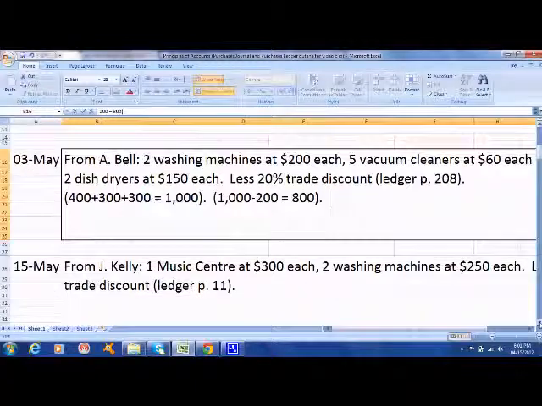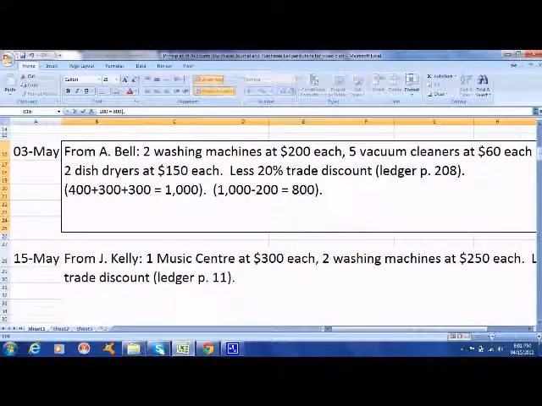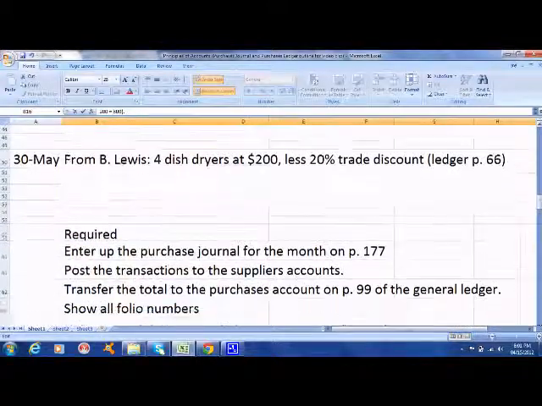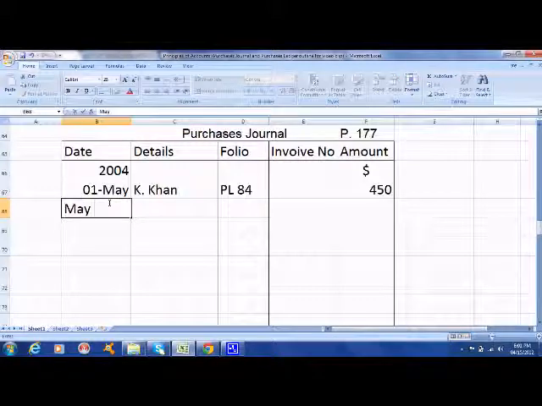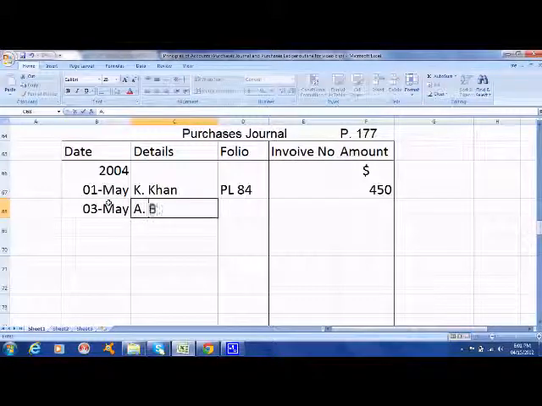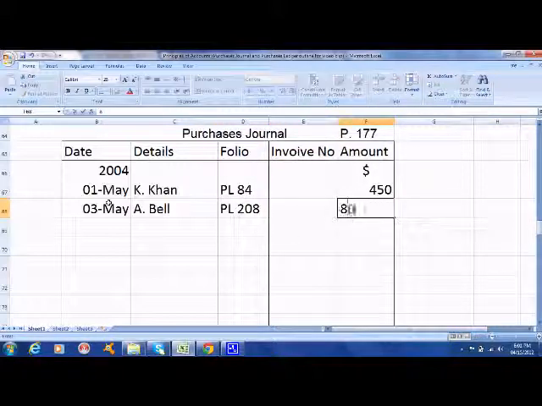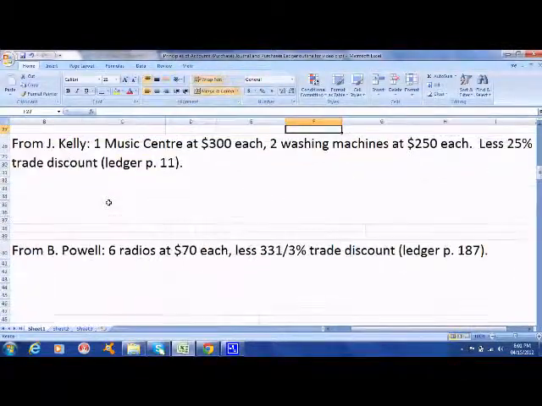Now, let's go again. Remember now the question ends with ledger page 208. So therefore, and this is Abel May 3. Now we're going to go to our purchase journal and we type in May 3, person Abel, then PL what? PL 208, and the amount is 800. That's right.